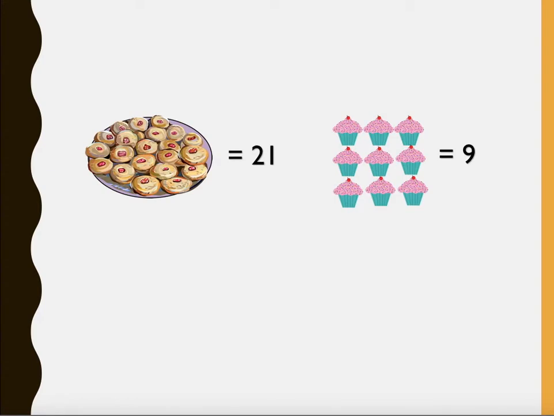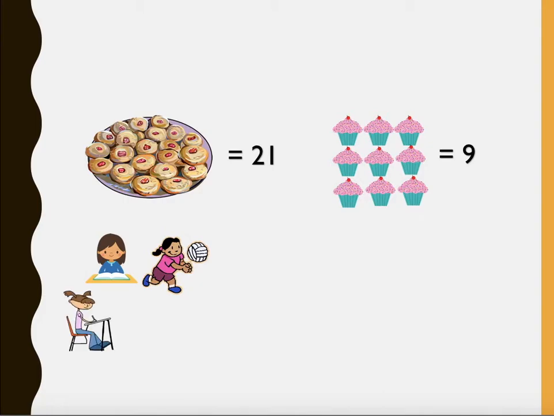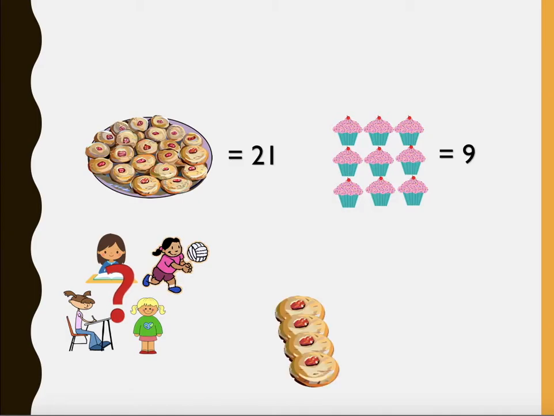Here we have yummy pastries on a plate, 21 of them, and we have 9 cupcakes, and we are trying to figure out how many students. Is it 1 student, 2 students, 3 students, 4? We don't know the number. We are trying to find this number such that each student gets an equal number of pastries. It could be 4, it could be 3. We don't know how many pastries each student gets. And we also have to give an equal number of cupcakes.